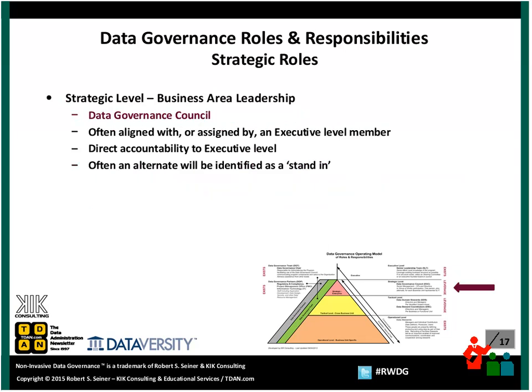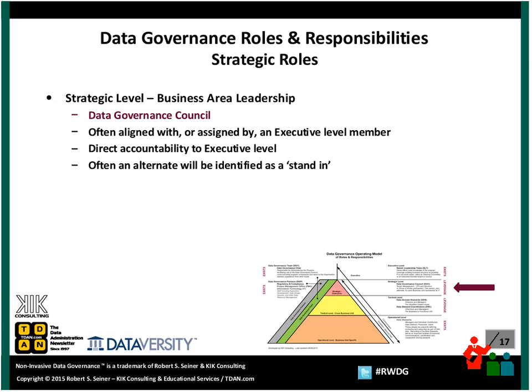The next level down is the strategic level, which is the business area leadership. In a lot of organizations, they have what's called a data governance council or a data governance committee. Oftentimes, those individuals, as I mentioned before, are assigned or identified by the executive people in the organization to participate on this council. They're typically the ultimate decision makers when we escalate issues from the operational to the tactical to the strategic level. They have direct accountability to the executive level to report the status of governance and all the good things it's doing for your organization.